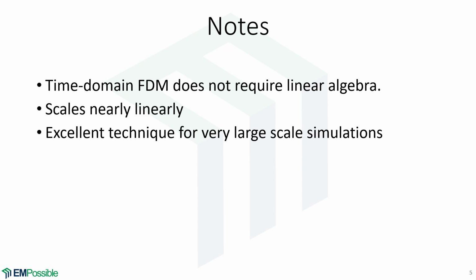So time domain is the go-to way for simulating very, very large scale simulations. And that goes back to scaling nearly linearly. If we employ matrices and we have something very large, those matrices can explode very quickly. So for very, very large things that we want to simulate on some supercomputer somewhere, almost always what's happening is a time domain simulation.